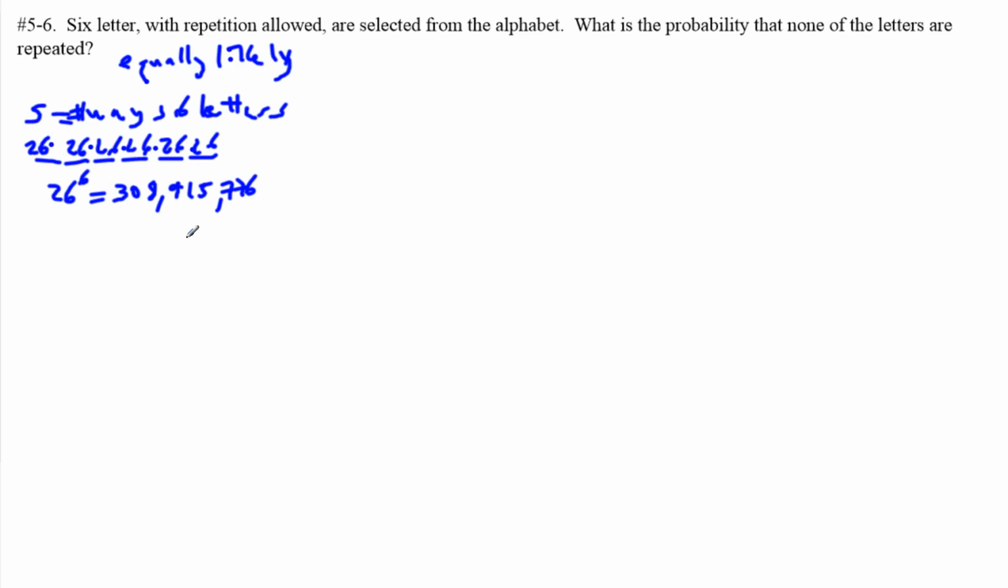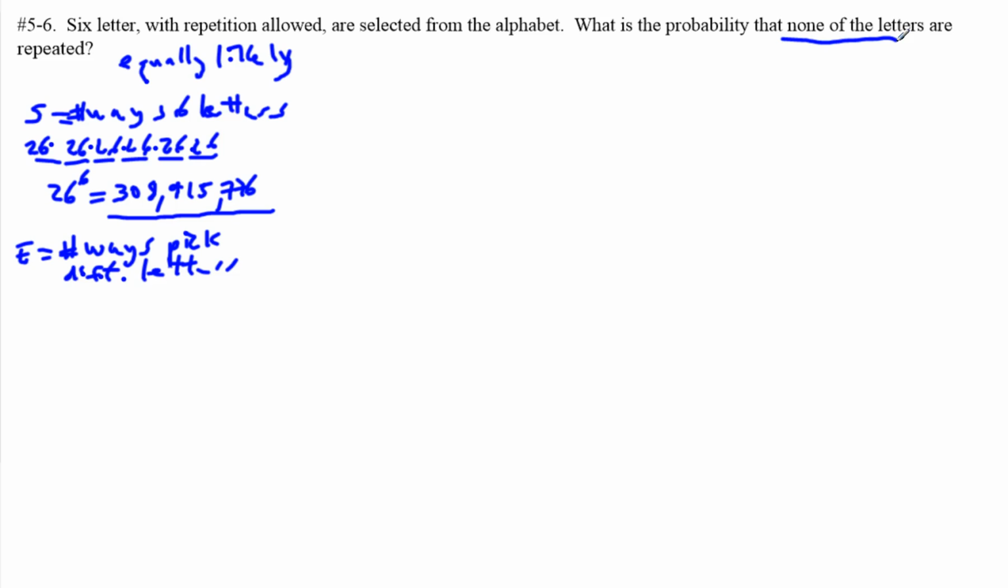So 6 letters with repetition allowed are selected from the alphabet, and that means that's going to be on the bottom, the denominator of our equally likely case. When I look at the event, the numerator is going to be specifically the number of ways to pick distinct letters, to pick different letters. In other words, this is a probability of different letters. This is what's the probability that none of the letters are the same.